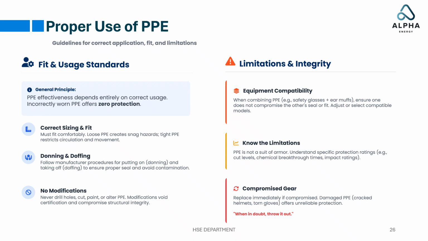The second section, Limitations and Integrity, addresses equipment compatibility to ensure combined gear, like safety glasses and earmuffs, doesn't interfere with each other's fit, while also urging workers to understand specific protection ratings because PPE is not a suit of armor. Finally, the guide mandates the immediate replacement of any compromised gear, such as cracked helmets or torn gloves, following the core safety principle, when in doubt, throw it out.